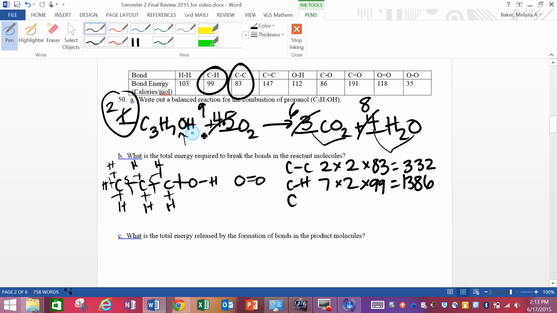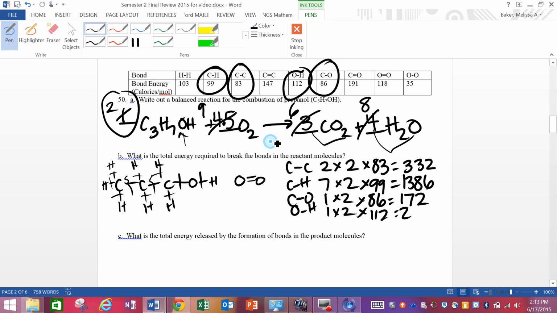There's just 1 CO bond times 2 molecules times 86. That comes out to be 172, plus there's 1 OH. So 1 times the 2 molecules times 112. We've got 224. So if I add all of this up, so far, we've got 2,114 calories per mole required.